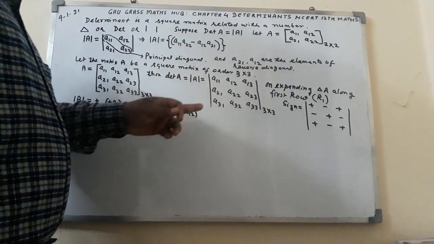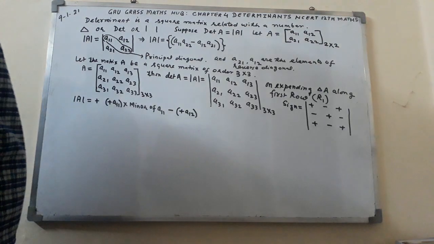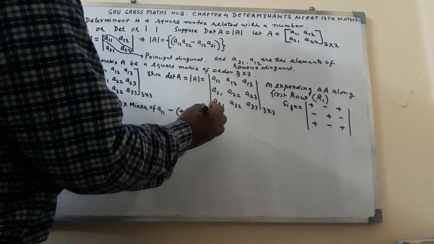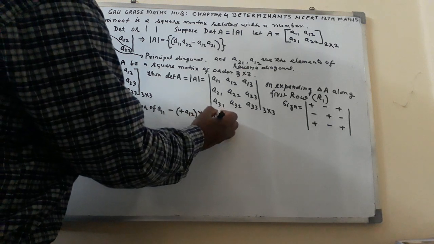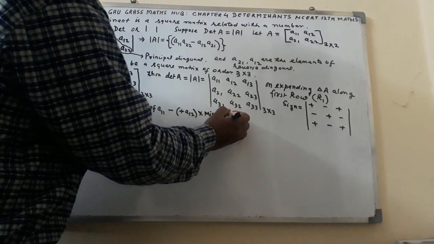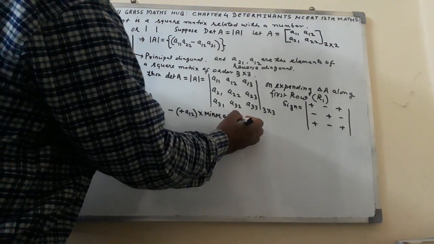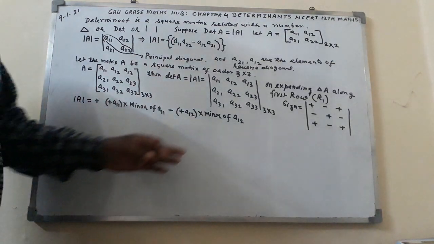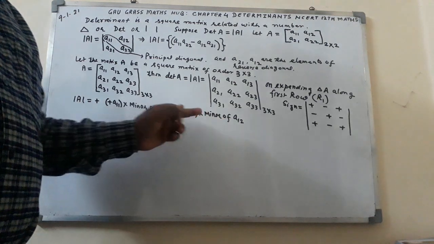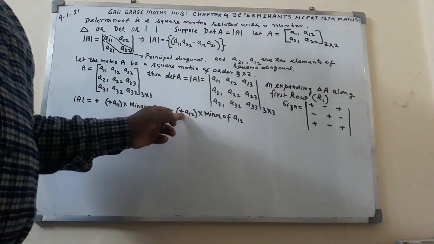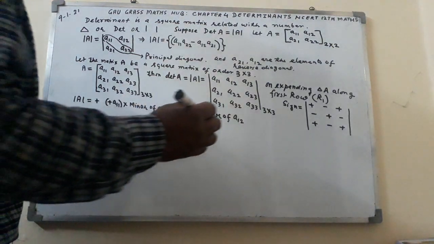Plus A12 again into minor of A12. Minor of A12, A12 का माइनर मल्टीप्लाइड करेगा प्लस A12, here minus is fixed. After that write plus.